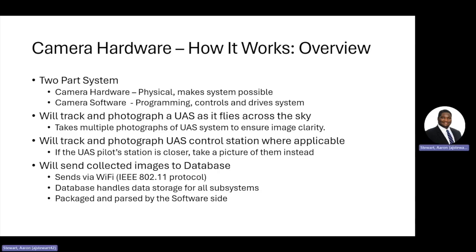And once it takes these photos, it will send those images to the database and will send it over the Wi-Fi protocol. The processor, which we'll cover in a second, has innate Wi-Fi capabilities. So it will connect to the database's microprocessor, it will transmit data across that, and the database will use it however it sees fit for the website itself to use. So the database will handle this data storage for all subsystems, including mine, the software system, and the receiver system, and the website. And the data that we send out will be packaged and parsed by the software side of the camera system.